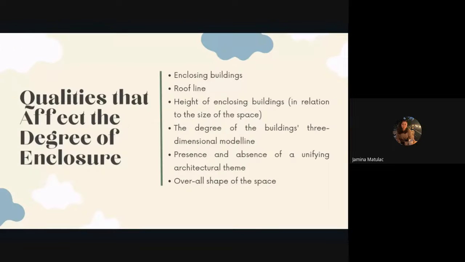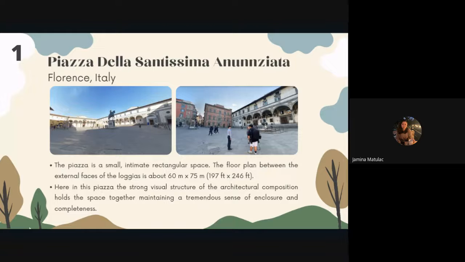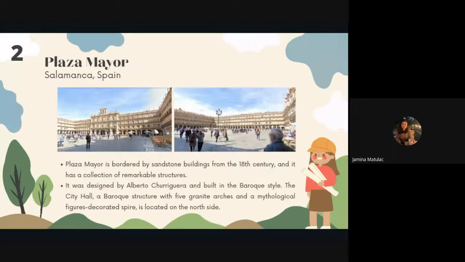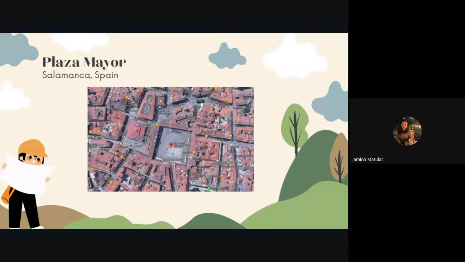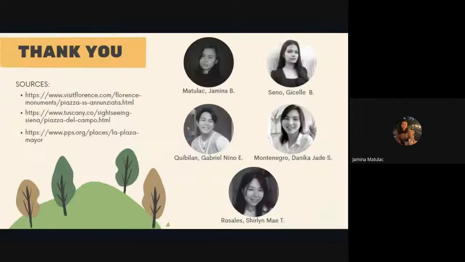And for the last, which is the overall shape of the space, Motin stated that the ideal form for a closed square is a simple geometric volume built from a square, rectangle or circular ground plan. So for this example, you can see that the dimensions of this Piazza della Santissima are almost close to a square, which is 116 meters by 75 meters. And also for the Plaza Mayor in Salamanca, Spain, it is still close to a square, and it is still a basic geometrical shape, and also for the Piazza del Campo. So that would be all.